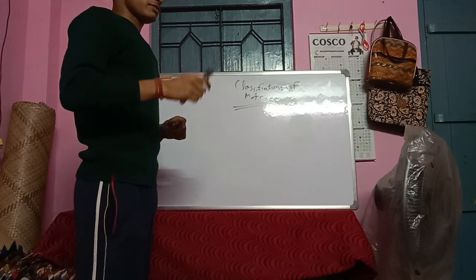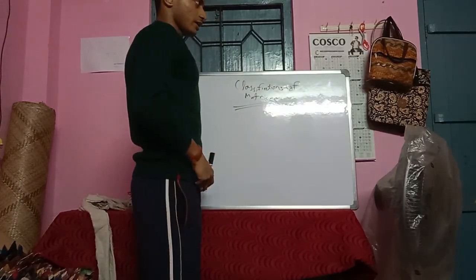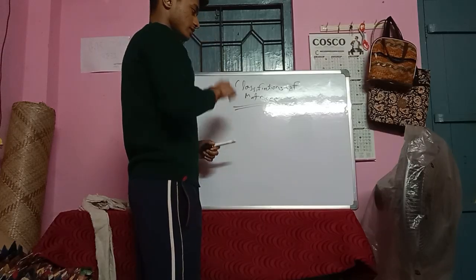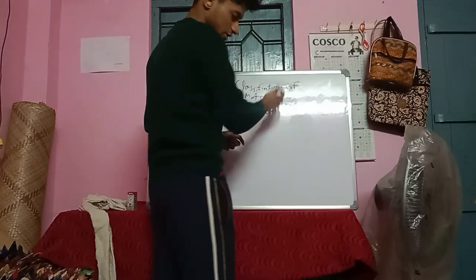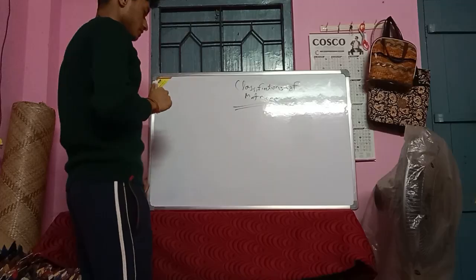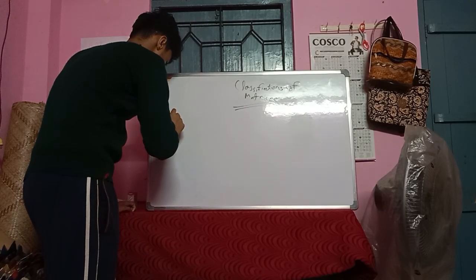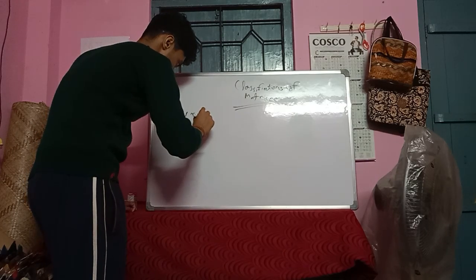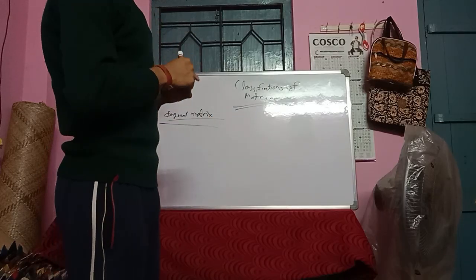So in the previous video, we learned about a few classifications of matrix like square matrix, rectangular matrix, row matrix, column matrix, and today we're going to dive a bit deeper into it. The first type of matrix in today's video that we're going to be learning about is the diagonal matrix. What is a diagonal matrix?